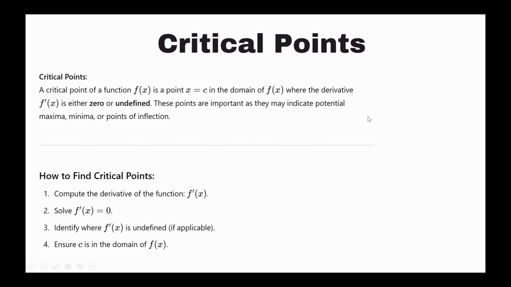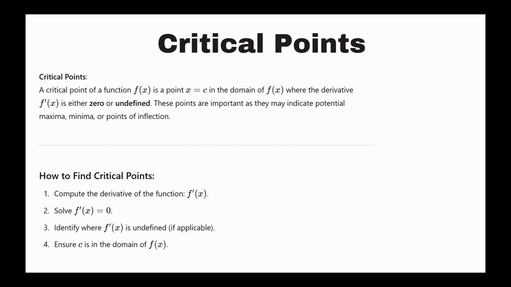Now talking about critical points. What is a critical point? It is the point at which the function f dash x is not defined. That means at that point we either cannot find out our dy by dx, or it is equal to 0. So those points are known as critical points.